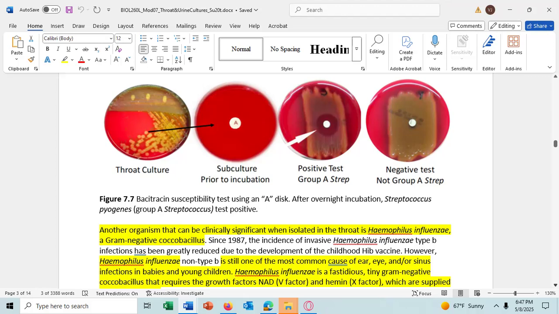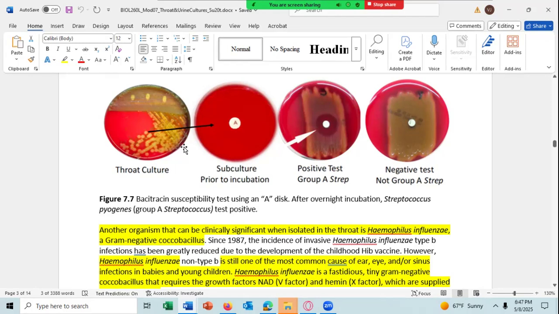All right, so if it forms beta hemolysis on blood agar, you run the catalase test. If it's catalase positive, it's not Streptococcus pyogenes. If it's catalase negative, you then run the bacitracin test. If it's bacitracin positive, it is Streptococcus pyogenes. If it's bacitracin negative, then it's some other species, another member of Streptococcus or Enterococcus, that is beta hemolytic.